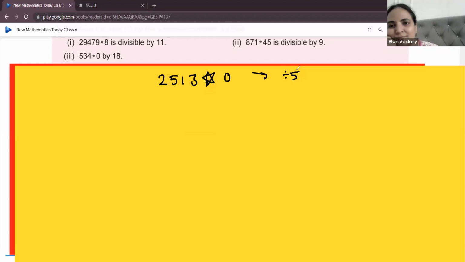Ma'am, 0. Only when star is 0, it will be divisible by 5. Ma'am, I think it's already divisible by 5 because the last digit is 0. Exactly. Bingo. Yes, the number is already divisible by 5. So the star can have any value from 0 to 9.